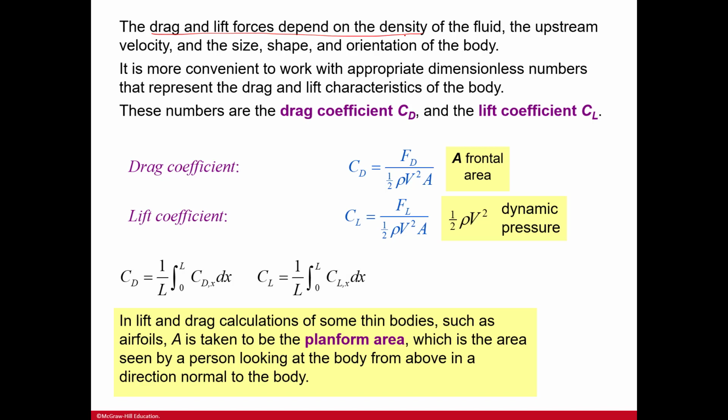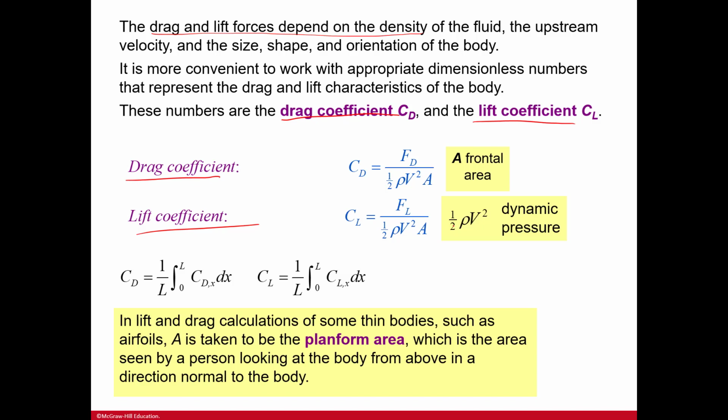all of those things. It is more convenient to work with appropriate dimensionless numbers that represent the drag and lift characteristics of the body. And these numbers are called CD, which is the drag coefficient, and the CL, which is the lift coefficient. And you see that formula here, drag coefficient and lift coefficient. And you can see here that A is the frontal area, and then here is the dynamic pressure.